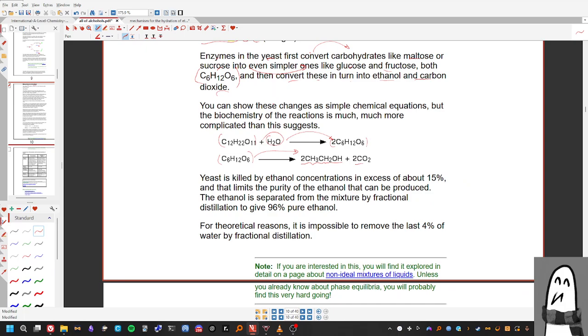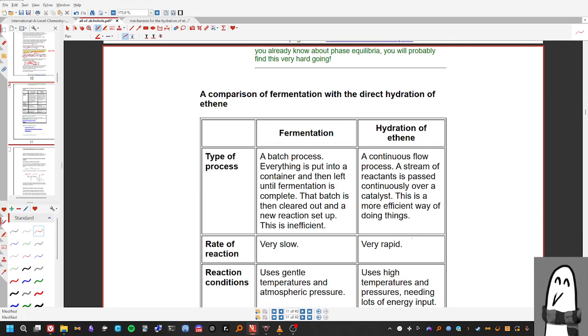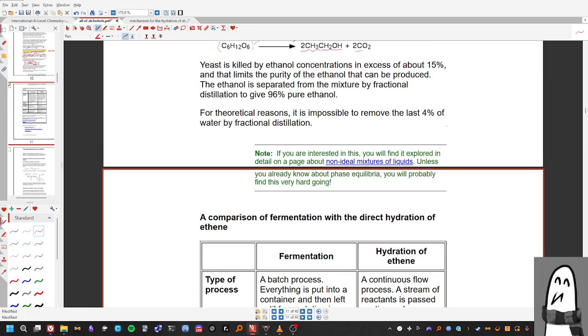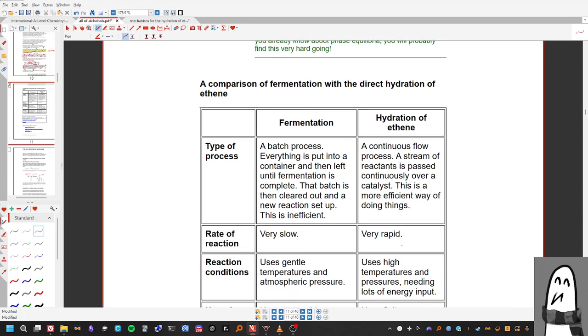The ethanol is separated from the mixture by fractional distillation to give 96% pure ethanol. For theoretical reasons, it's impossible to remove the last 4% of water by fractional distillation. If you're interested in this, you'll find it explored here. They're talking about specifically why you can't remove that last 4% from the ethanol formed after the yeast is killed. I know I didn't say that correctly, but whatever.